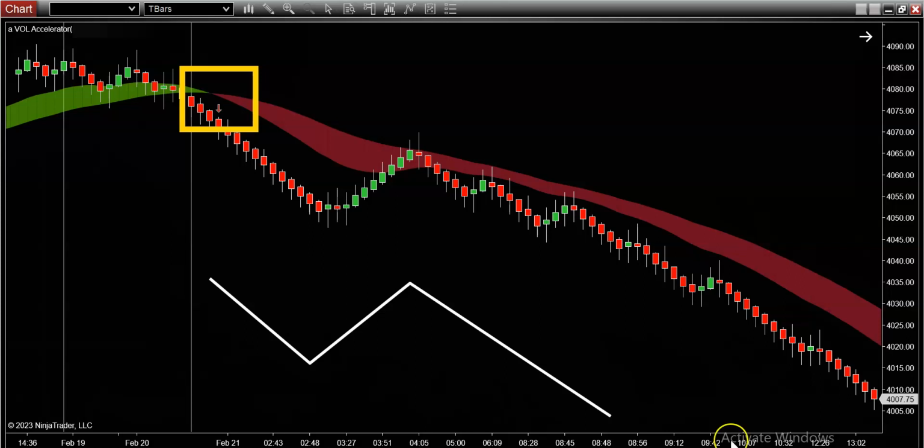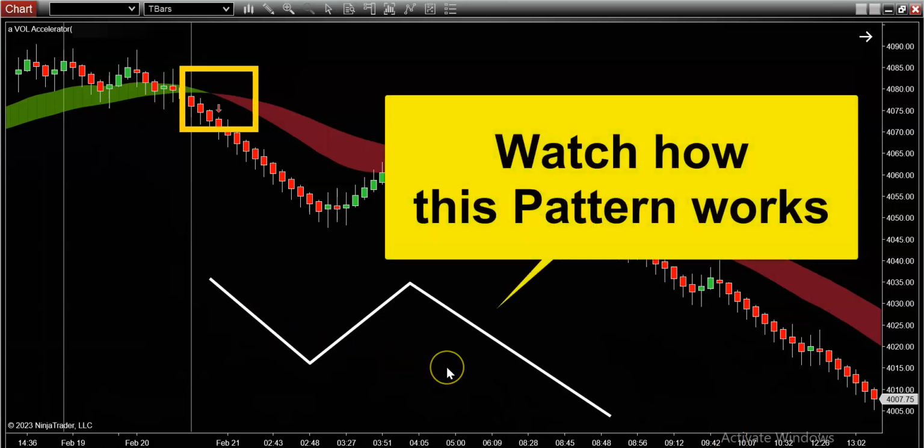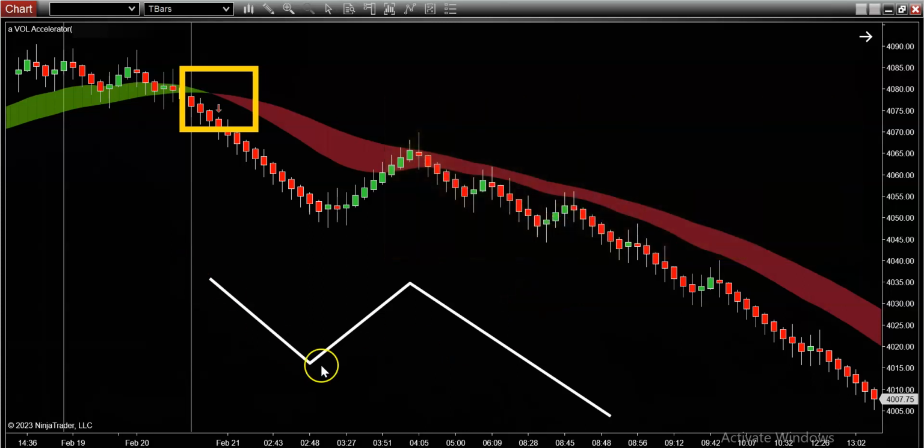Does that make sense? Right? Is there anything complicated about what I just did here? Okay. The three legs to any retracement pattern is leg number one, establishing the downward momentum, right? That should be pretty straightforward.